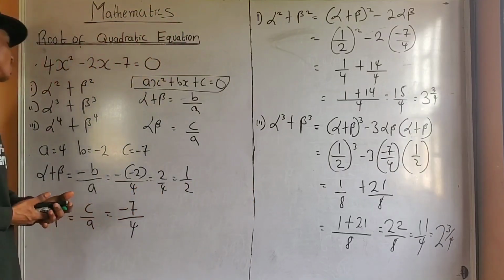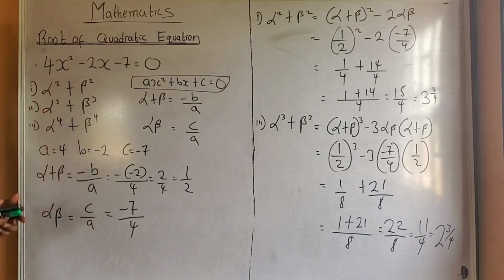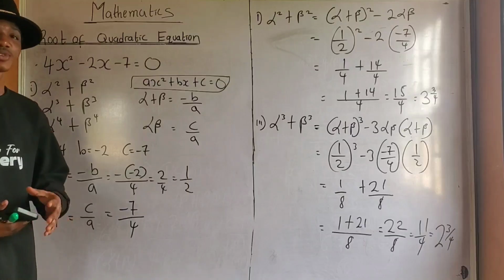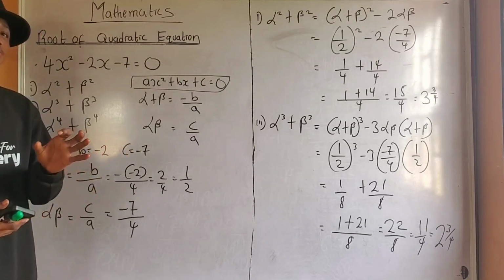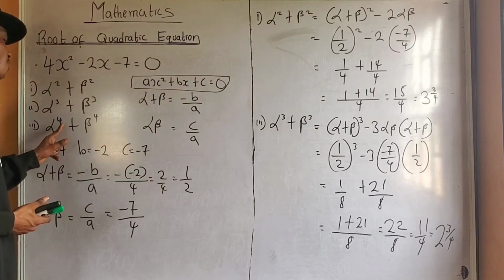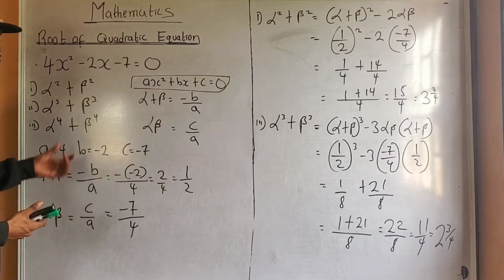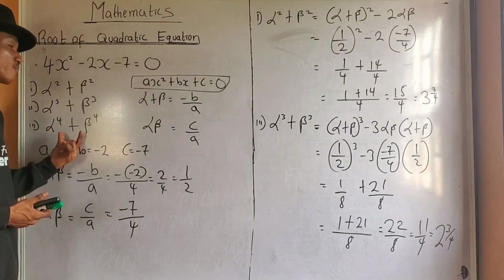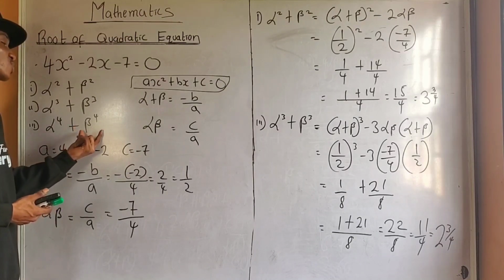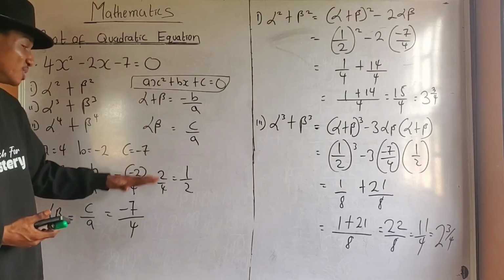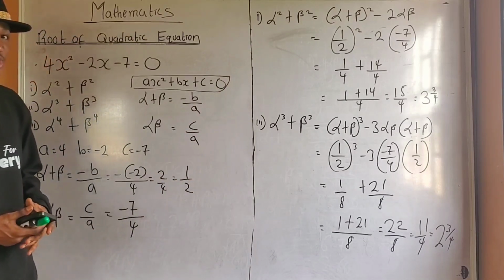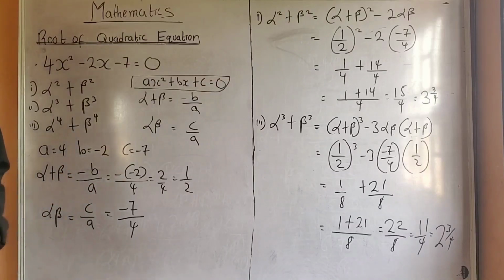Now, let us proceed to the third question. Under this question, we are asked to find the value of alpha raised to the power of 4 plus beta raised to the power of 4. Okay, I'm going to show you two methods to approach this. Do you understand? I'm going to show you two expressions for alpha raised to the power of 4 plus beta raised to the power of 4, because we cannot find the value of alpha raised to the power of 4 plus beta raised to the power of 4 without expressing it in terms of the sum of roots and product of the roots, just like we did for the other questions. Do you understand? Okay, so let us proceed.